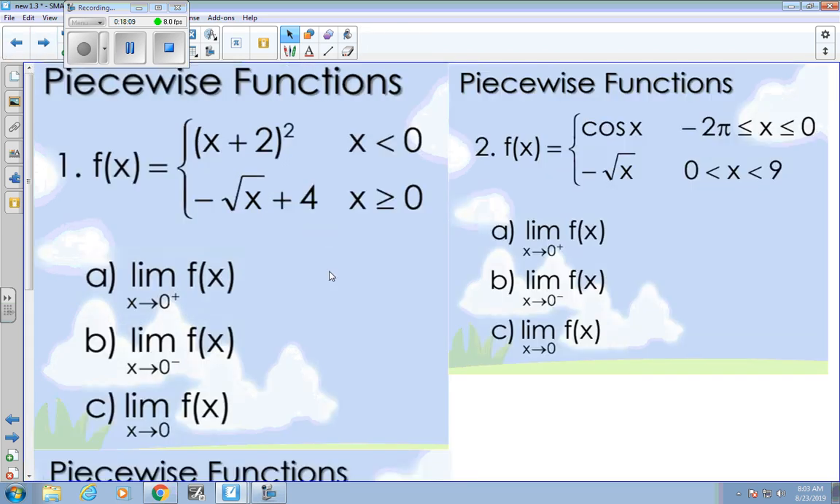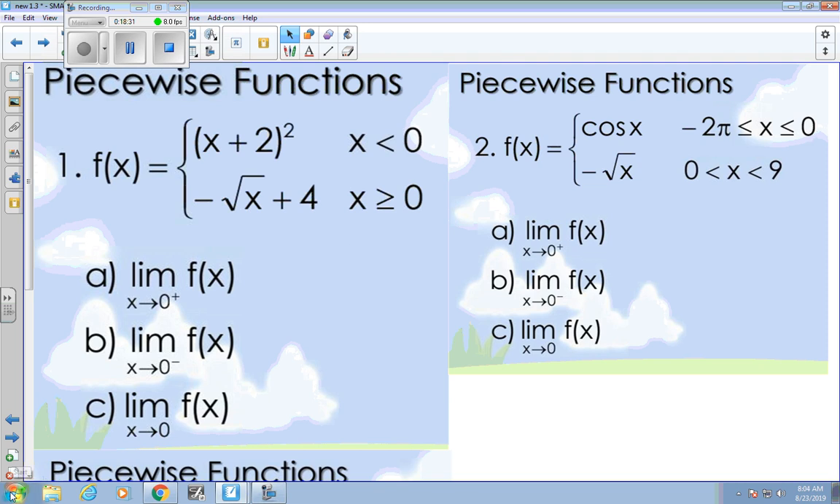Very good. All right, piecewise functions here. So when we're looking at piecewise functions, you only have to look at the part of the function in which the limit's talking about. So the limit of f of x as x approaches 0 from the right, or the limit as x approaches 0 from the left, and then the limit as x approaches 0.